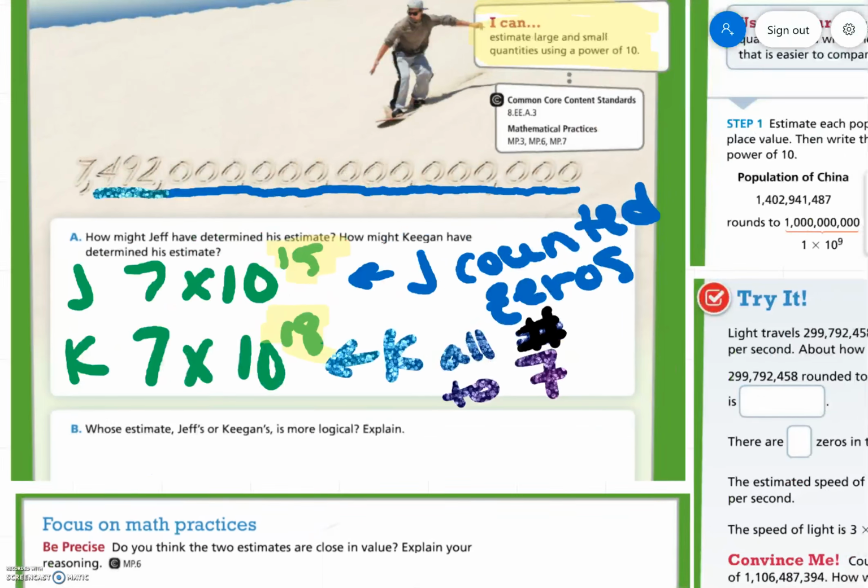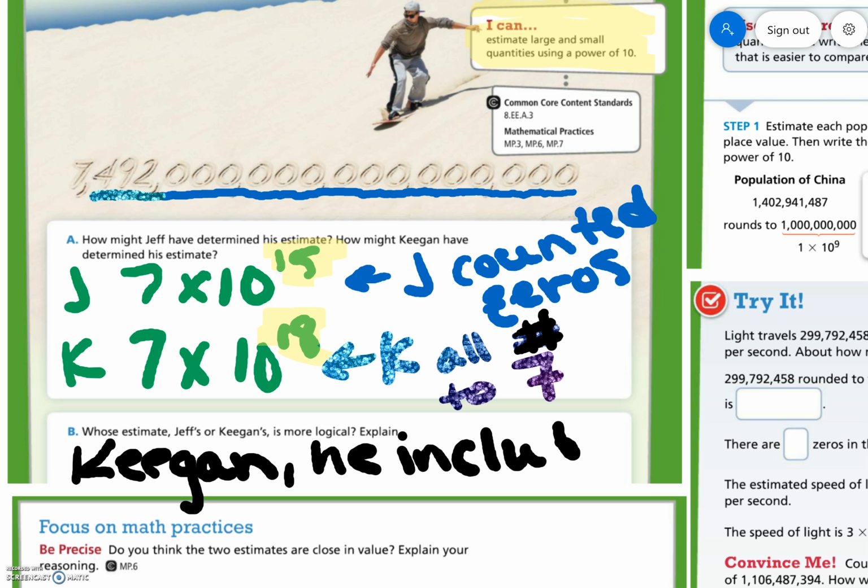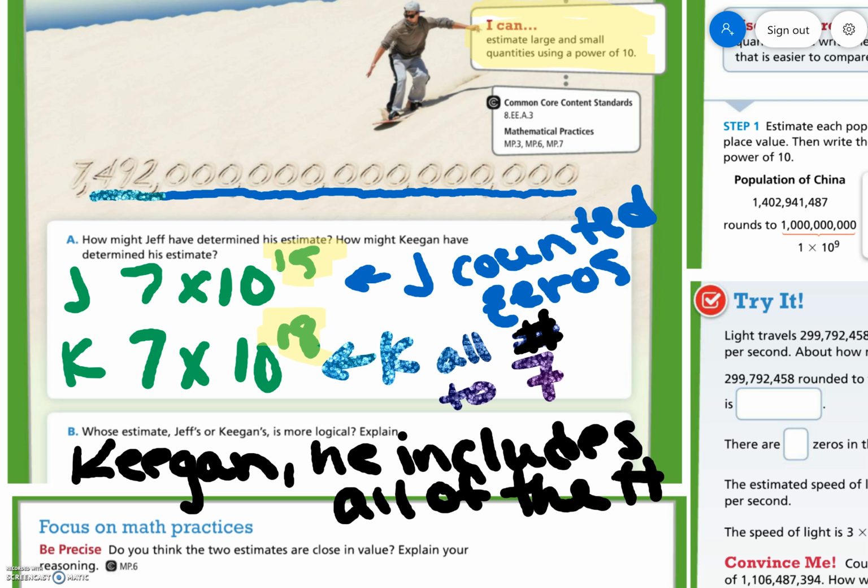So whose estimate, Jeff or Keegan's, is more logical? Explain. To me, Keegan's is more logical, because Keegan includes all of the numbers. With Jeff's, 3 of them just disappear.